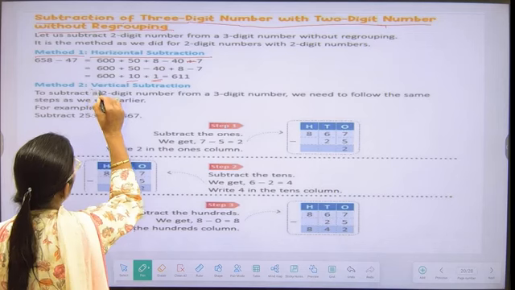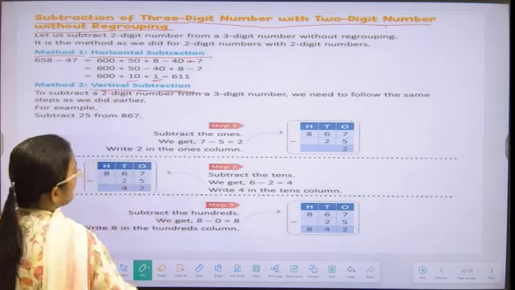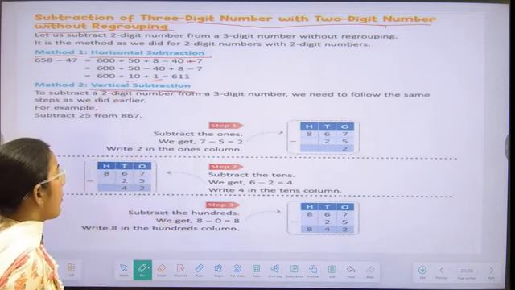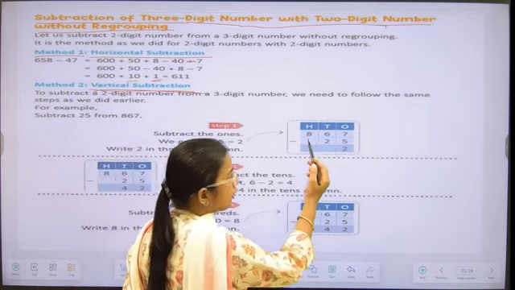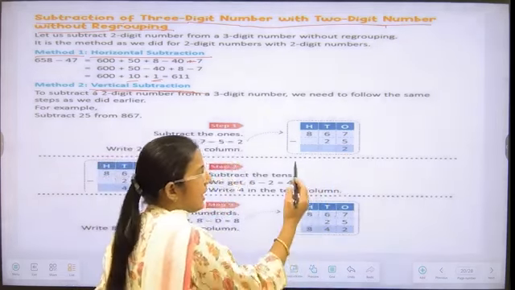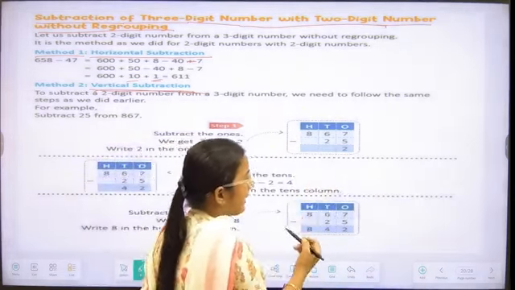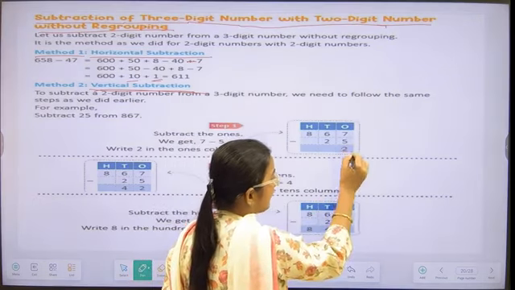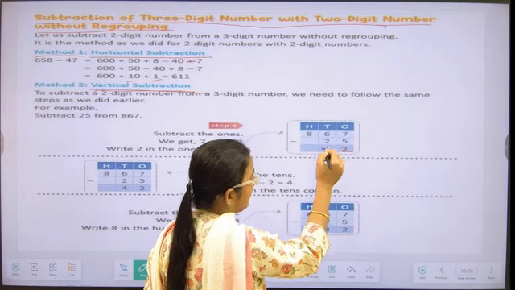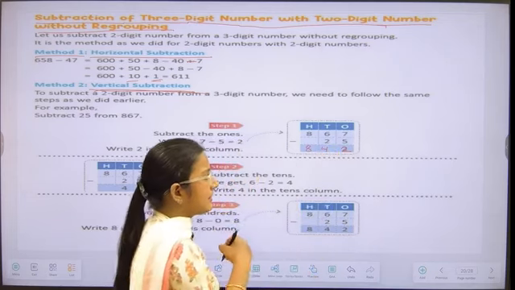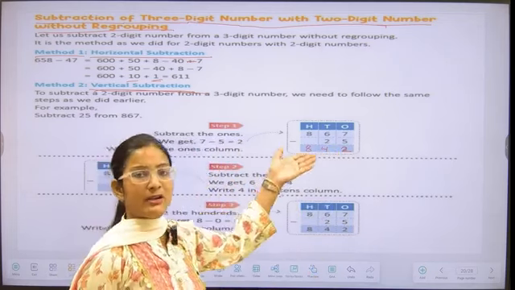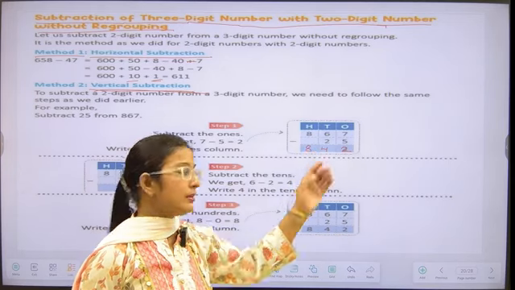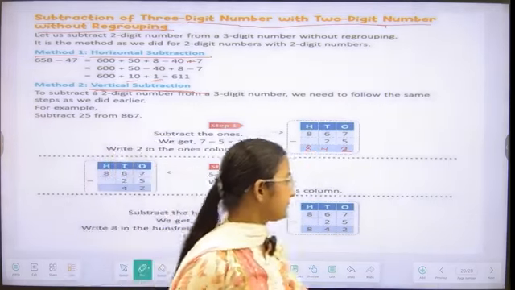This is our vertical subtraction. As you can see in the picture, we have the number 867 and we have to subtract 25 from that. So 7 minus 5, I am getting 2. 6 minus 2, I am getting 4, and 8 should be written like this. So we can say that our difference is 842, student.